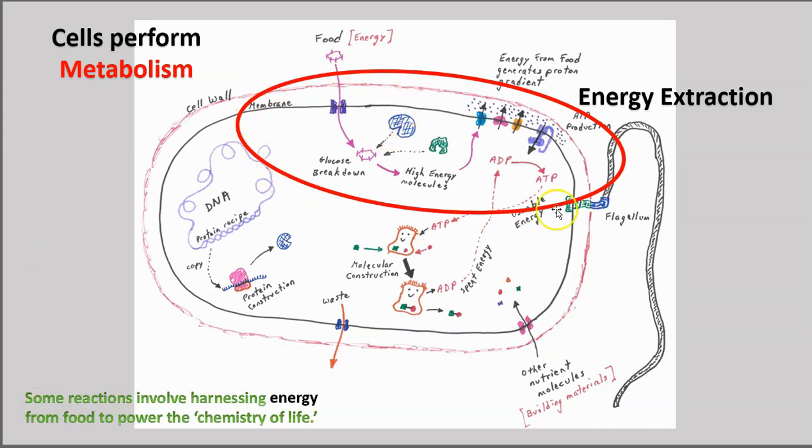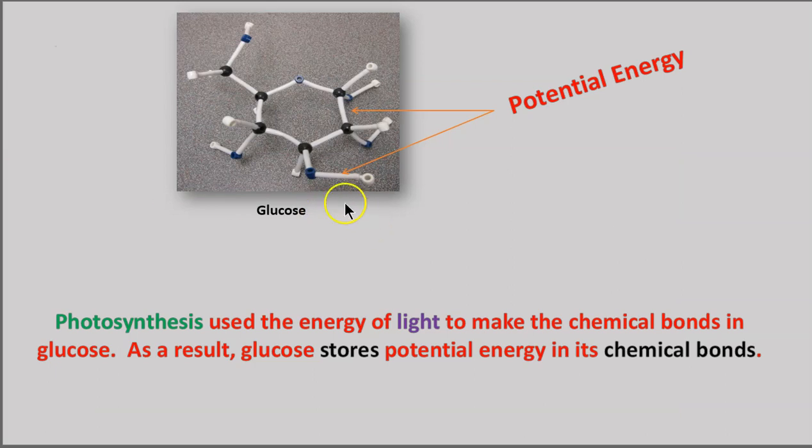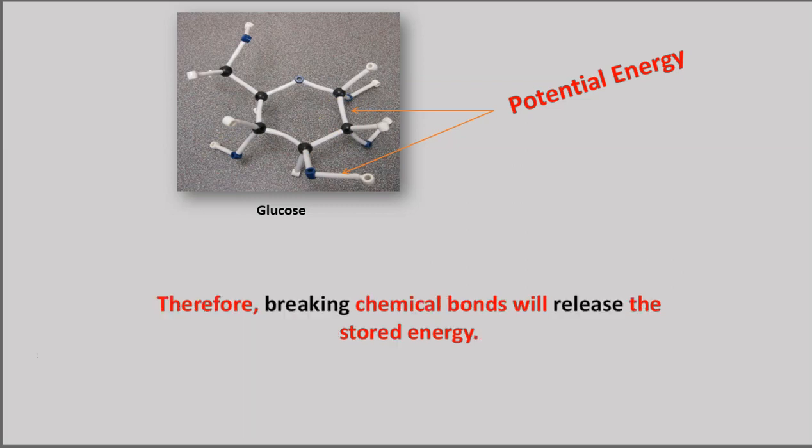In this first lesson, we'll focus on the reactions that get energy from materials in the environment, like glucose, and then we'll take a look at building projects. So in previous lessons, we've learned that the molecule glucose has energy locked up in all these chemical bonds. Photosynthesis used the energy of light to make the chemical bonds in glucose. As a result, glucose stores potential energy in its chemical bonds. Therefore, breaking these chemical bonds will release the stored energy. So that's going to be the approach that cells take.